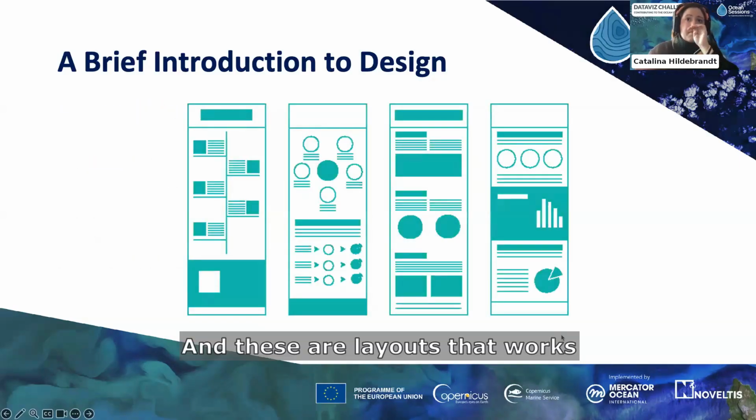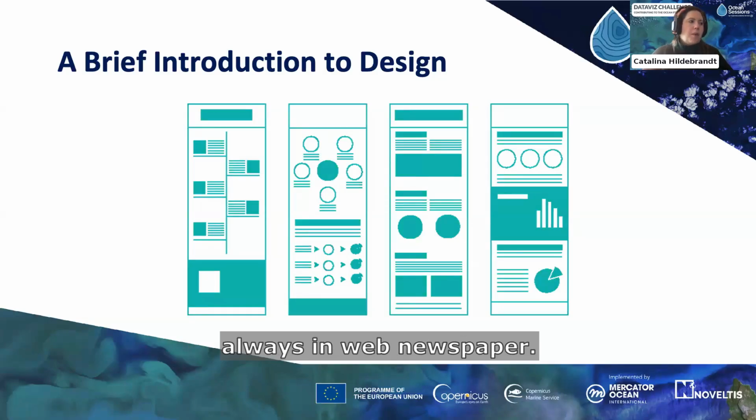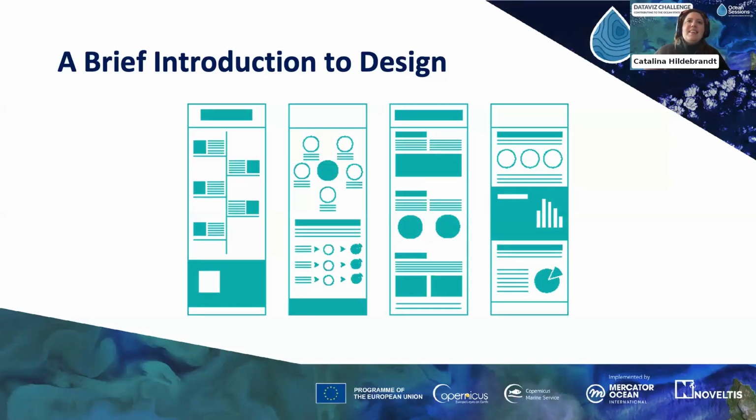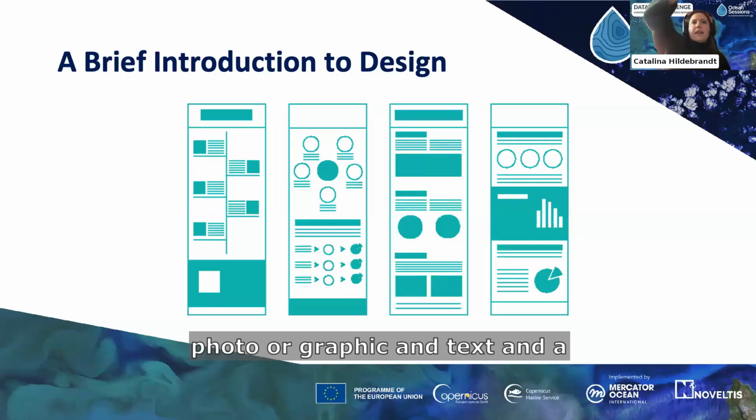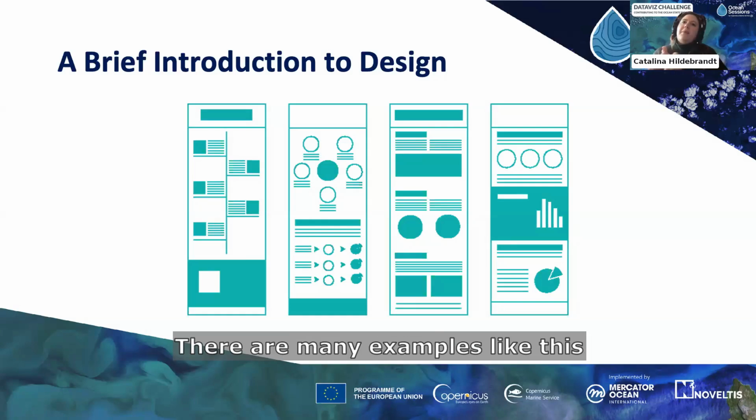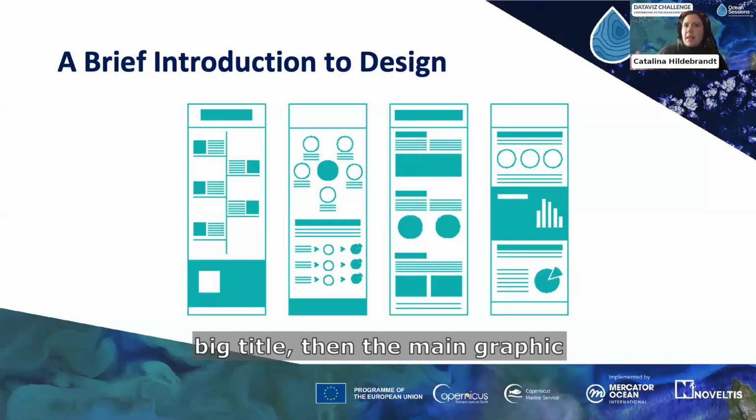And these are layouts that always work in web and newspaper. You can see different elements, like there is a title, there is a photo or graphic, and text, and a lot of white space to make the things breathe. There are many examples like this on the internet, but I work with these formats a lot in the newspaper and also for my pieces. Also, you're gonna see in the piece that I created for this occasion, I use this logic where there's a big title, then the main graphic, and then the second layer of information.